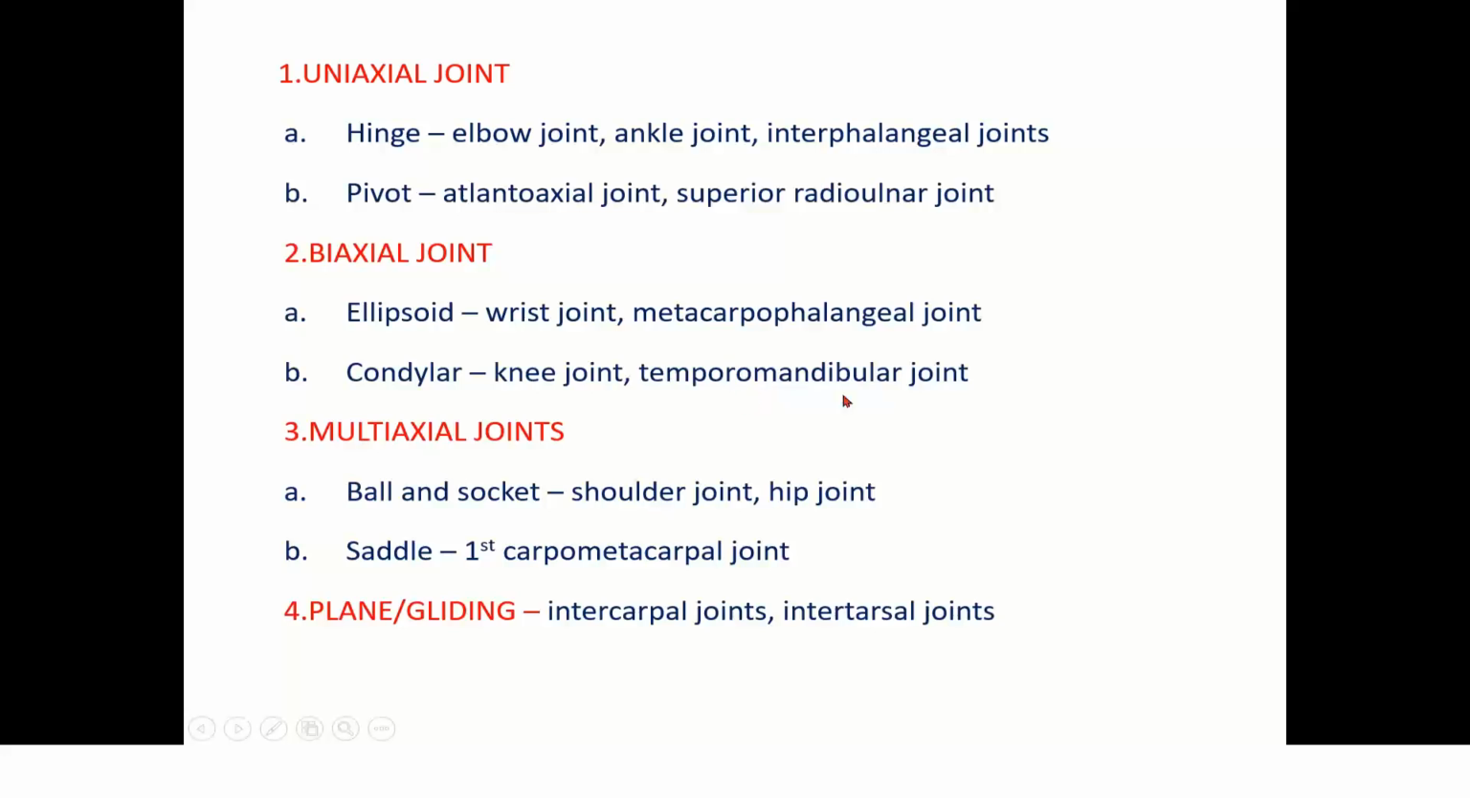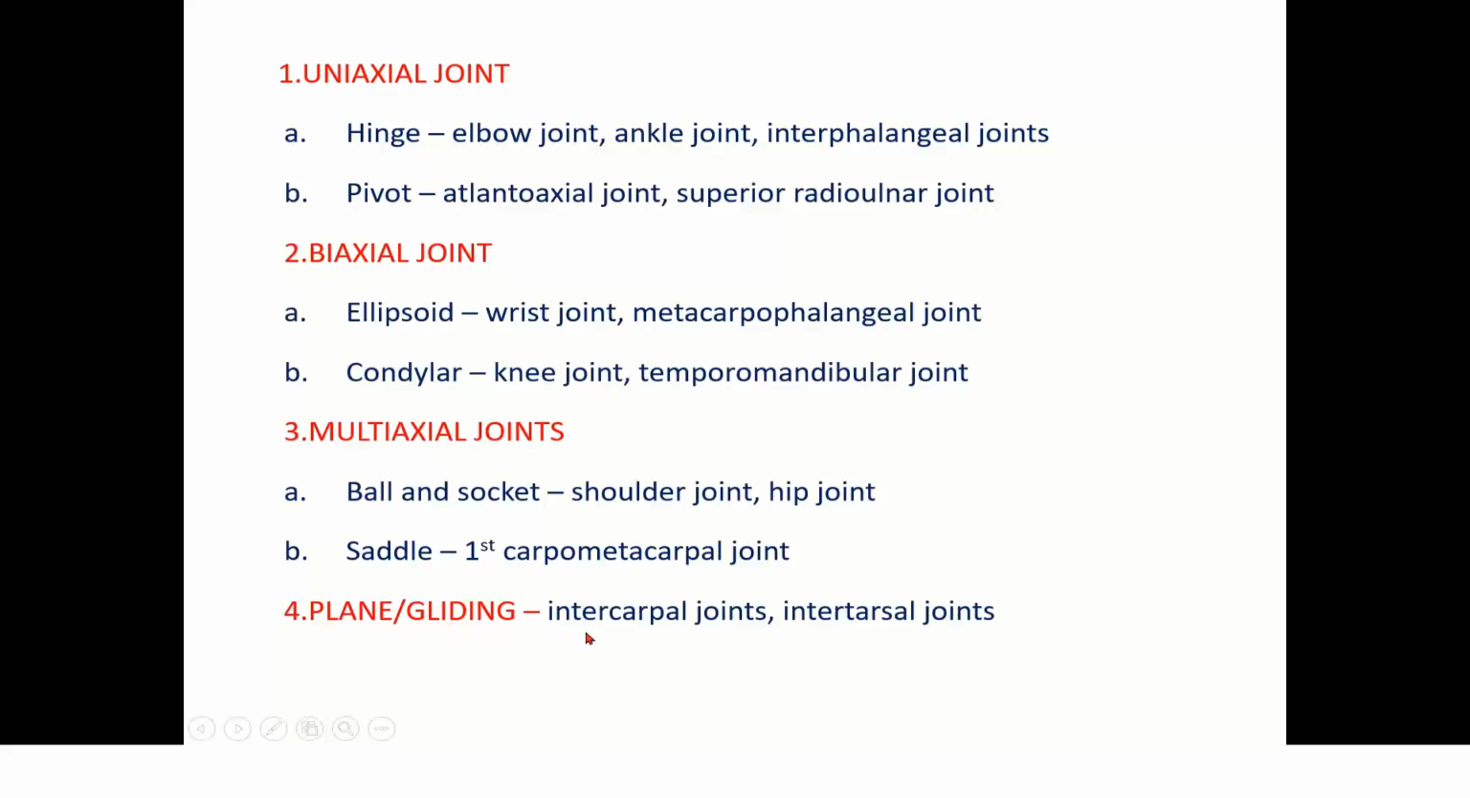Temporomandibular joint, in this, the head of the mandible is like a condyle. Multiaxial joints. Typical is the ball and socket type, where the shoulder joint and hip joint are the classical examples of ball and socket joints. And the saddle joint is the first carpo-metacarpal joint. The articular surfaces will be concavo-convex. I will show you in the figures next.